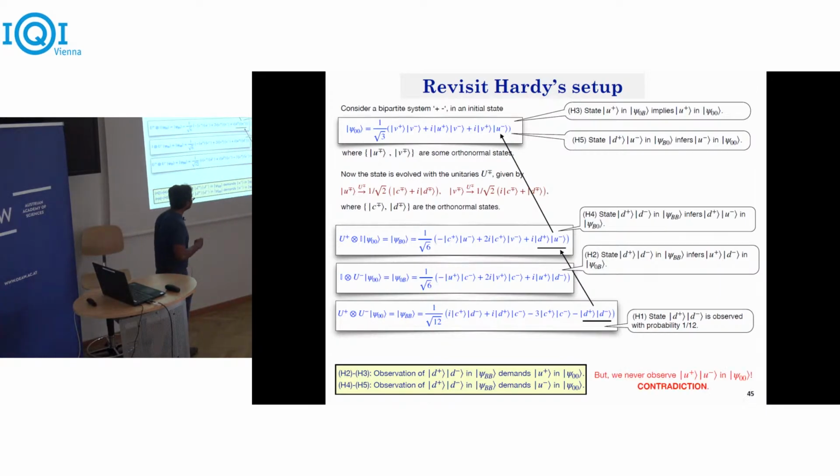So together it asks that I should see U plus and U minus in the initial state. And obviously you see there is no U plus and U minus here. So this is essentially the essence of Hardy's paradox. And now obviously you understand what I'm going to talk about.